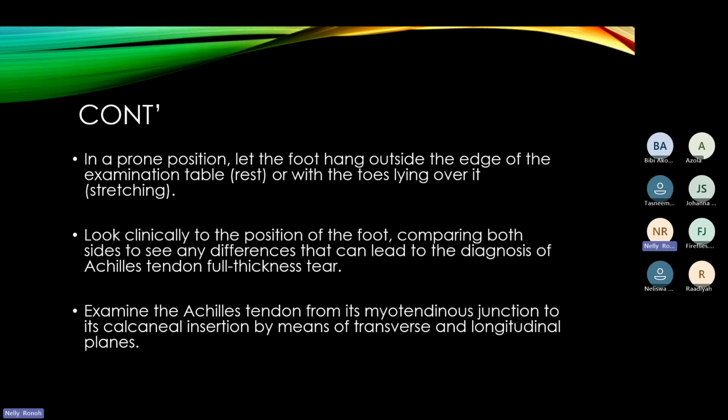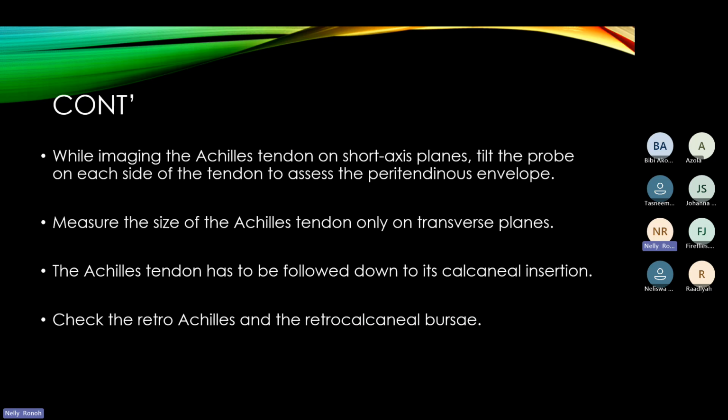You don't just do it and stop in the middle. You have to start all the way from where it is originating up to its insertion. So while imaging the Achilles tendon on the short axis, you need to tilt the probe to each side. It's like you're rocking the probe from side to side as you go down. And by now, I believe that you already know what a longitudinal plane and a transverse plane would be.